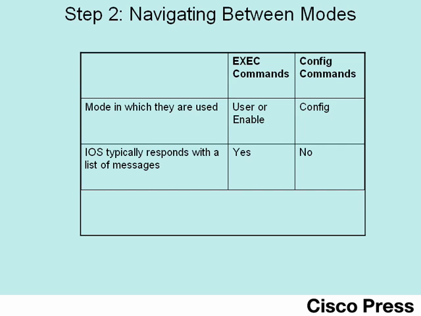When you type an exec command, you expect IOS to give you some messages back. Typically these commands display information about what the router's doing, whereas config commands, you don't get any messages in return.